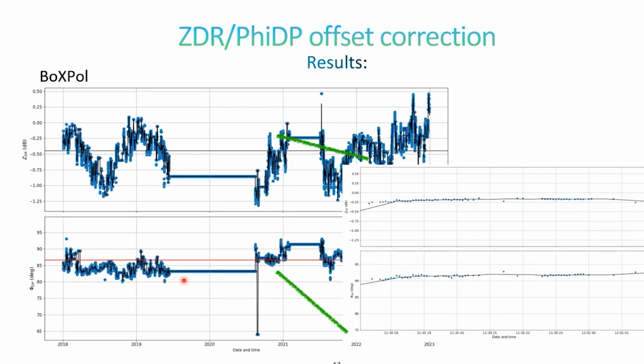You can see that especially one thing that is bothering us is this seasonal dependency here on ZTR, here and here. But yeah, the method is working well finding the offset.